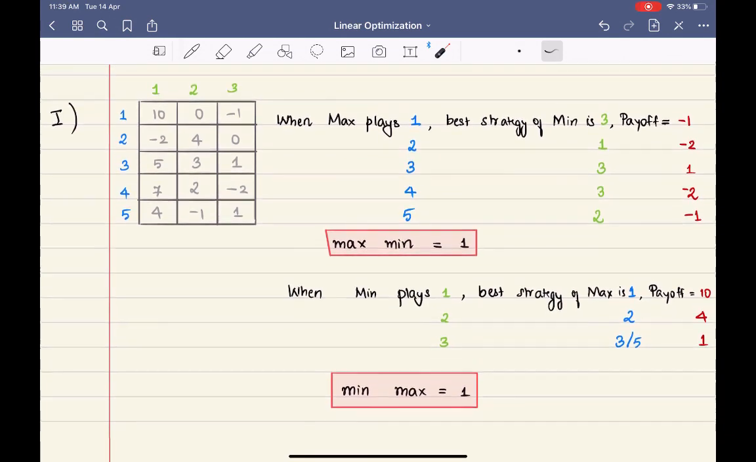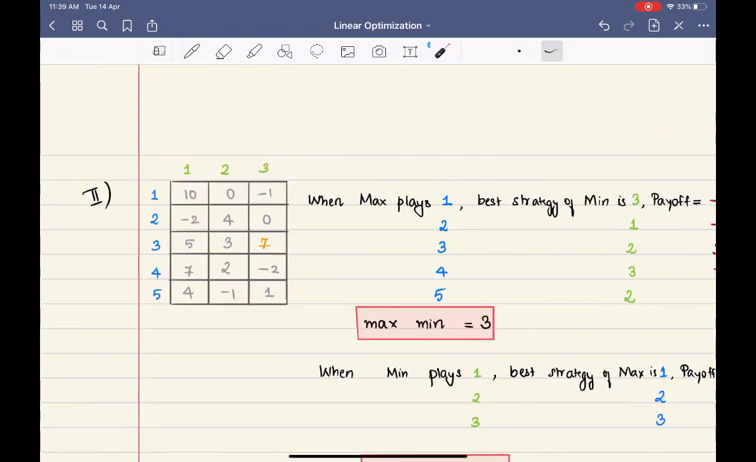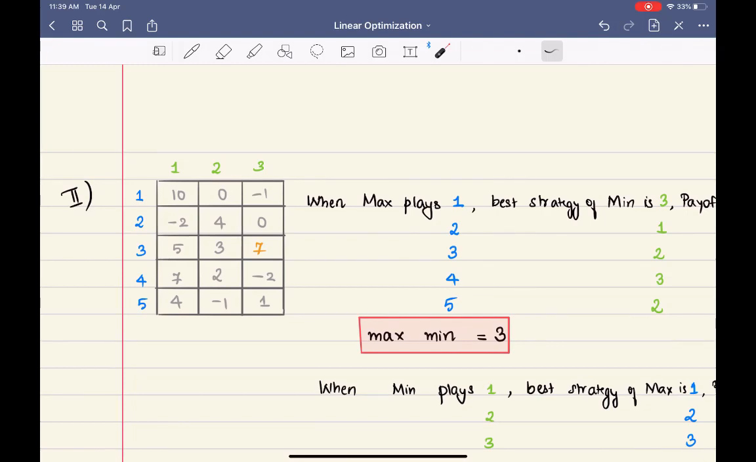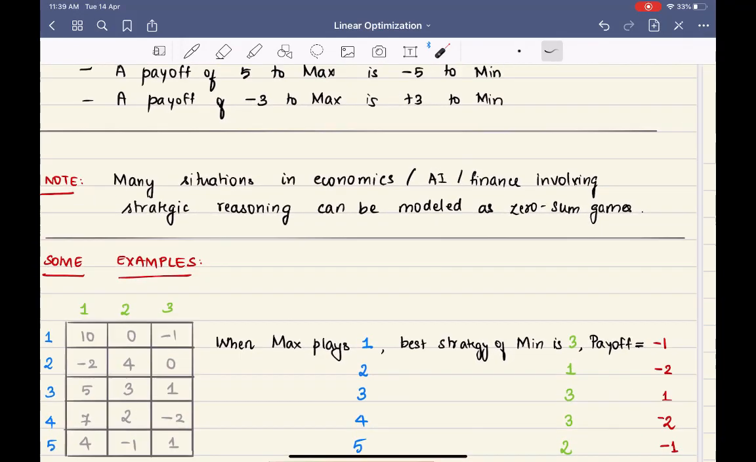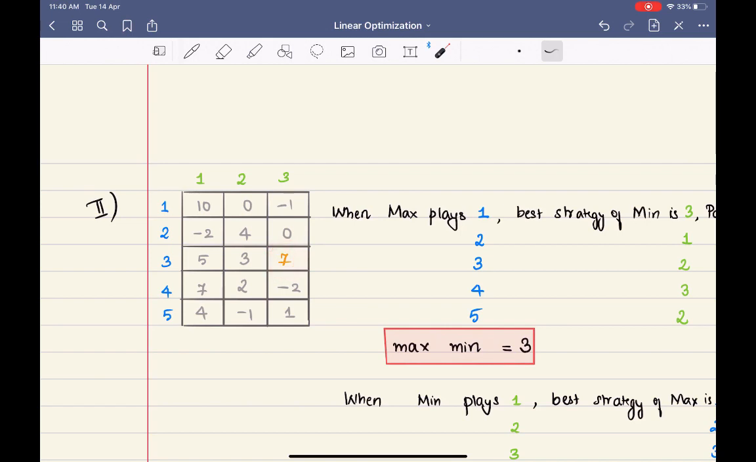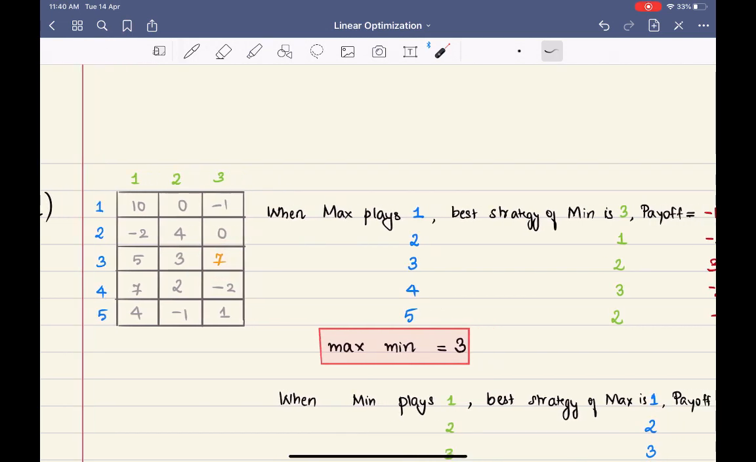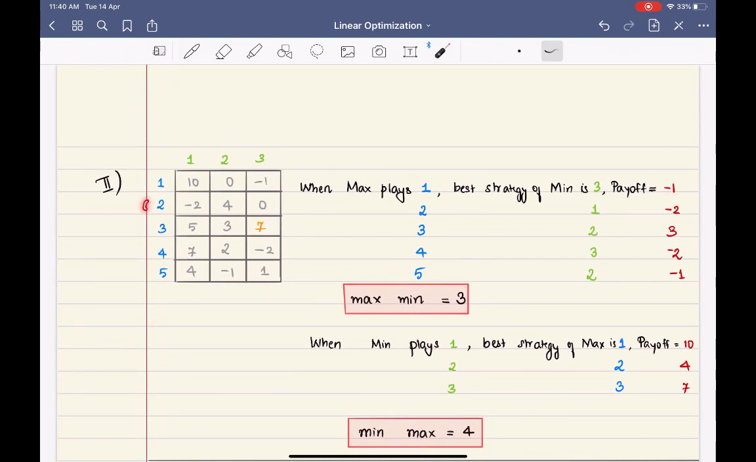Okay, now let's look at an example of some other game. So what happened? I changed only one value. So this value was 1 here. I changed that value to something else, 7. Okay. Now let's identify Max Min now. So again, when Max plays this, the best is not changing and the min will play 3 and the payoff will be -1. Here also it doesn't change, it will be this.